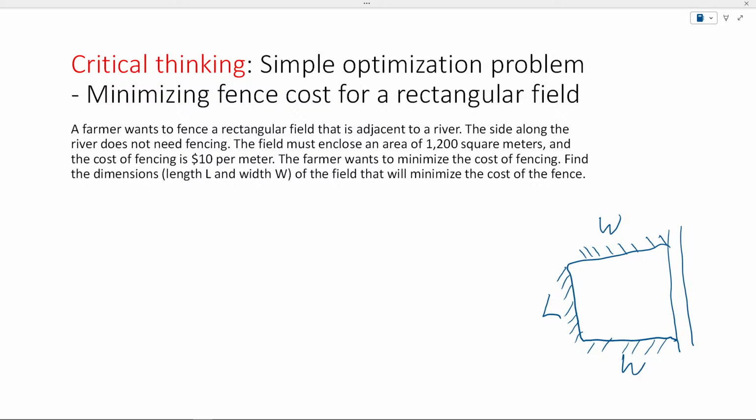This is subject to a constraint that the area should be 12,000 meters squared. The area is length times width, so the length times the width should be 12,000 meters squared. The cost is $10 per meter of fencing. So the farmer wants to minimize the cost of fencing.